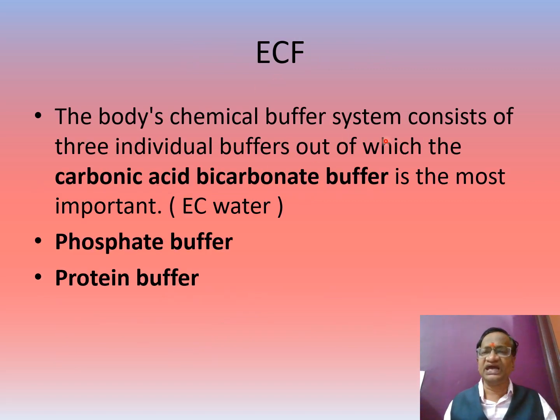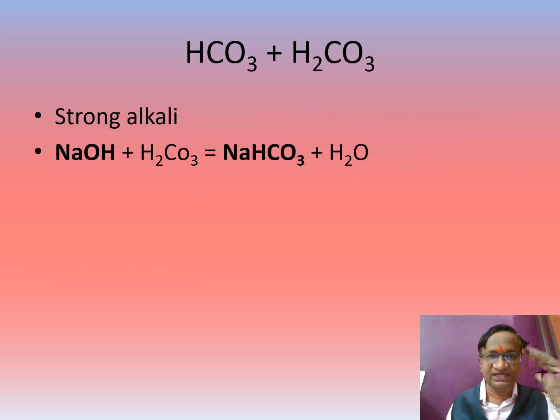The body's chemical buffer system consists of individual buffers: carbonic acid-bicarbonate buffer, which is the common one, phosphate, and protein. This is in ECF, extracellular fluid. Three: carbonic acid-bicarbonate, phosphate, protein. These three things are there in ECF. Now we will go through each.